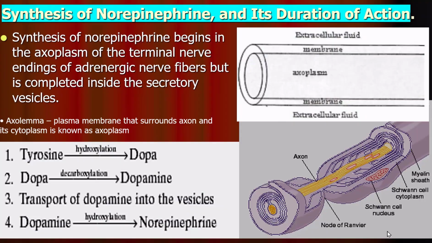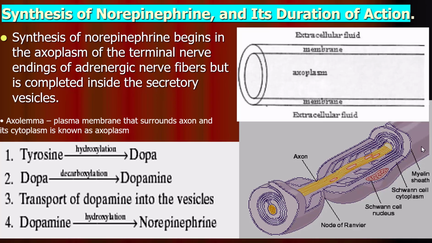Synthesis of norepinephrine and its duration of action. Synthesis of norepinephrine begins in the axoplasm of the terminal nerve ending of the adrenergic nerve fiber, but it is completed inside the secretory vesicles. This is a cross section of the axon.